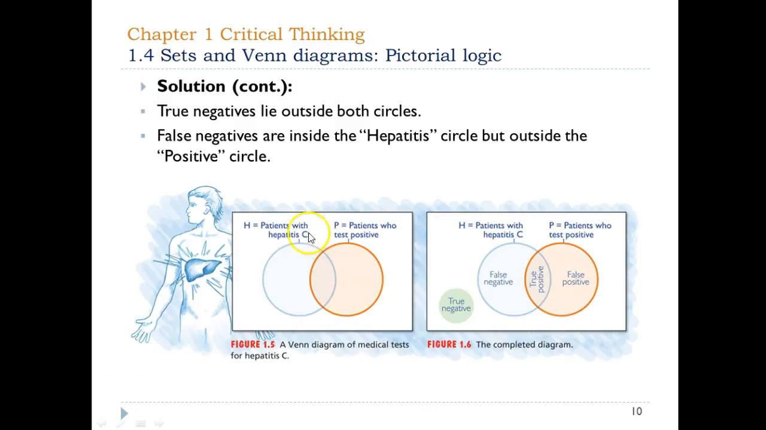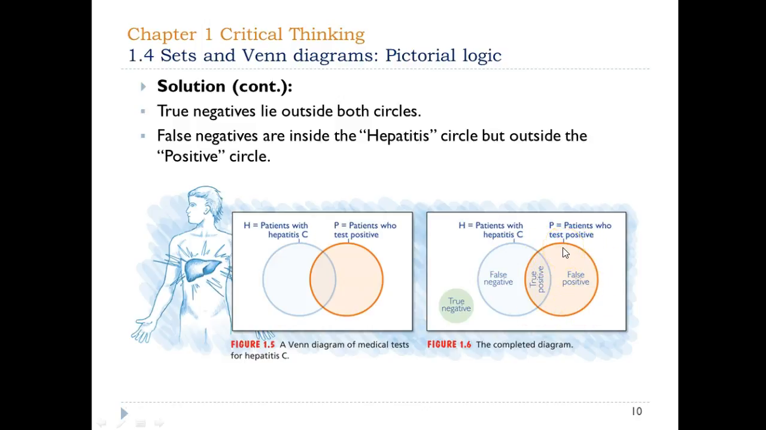Right, so the two circles overlap. Patients with hepatitis C, patients who test positive. True positives are in this slice here, people that have hepatitis C and test positive. False positives are people who test positive but are outside of the circle with patients with hepatitis C. Right, so the false positives are here.